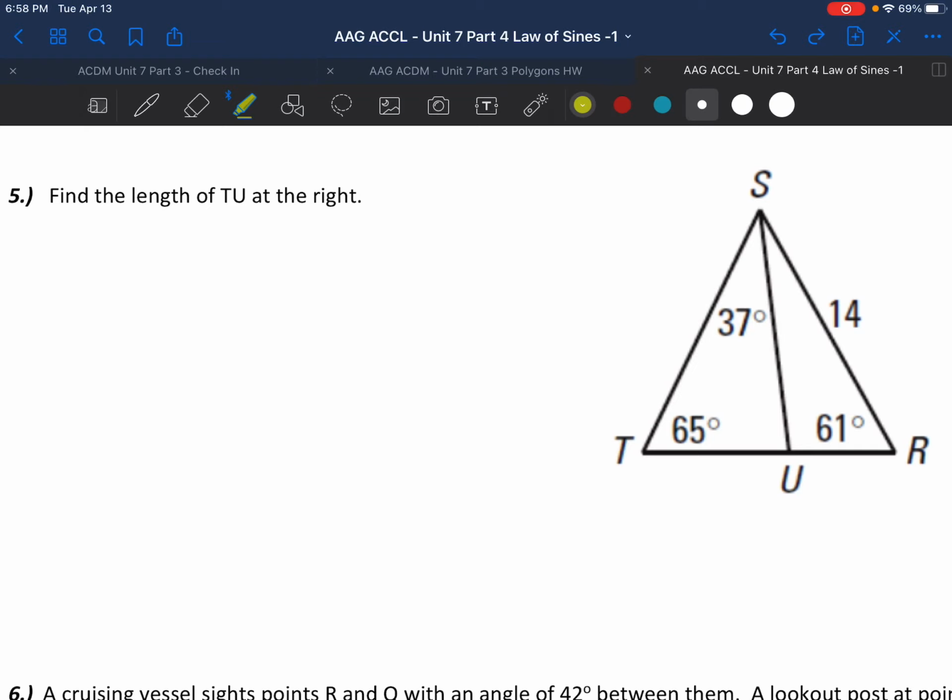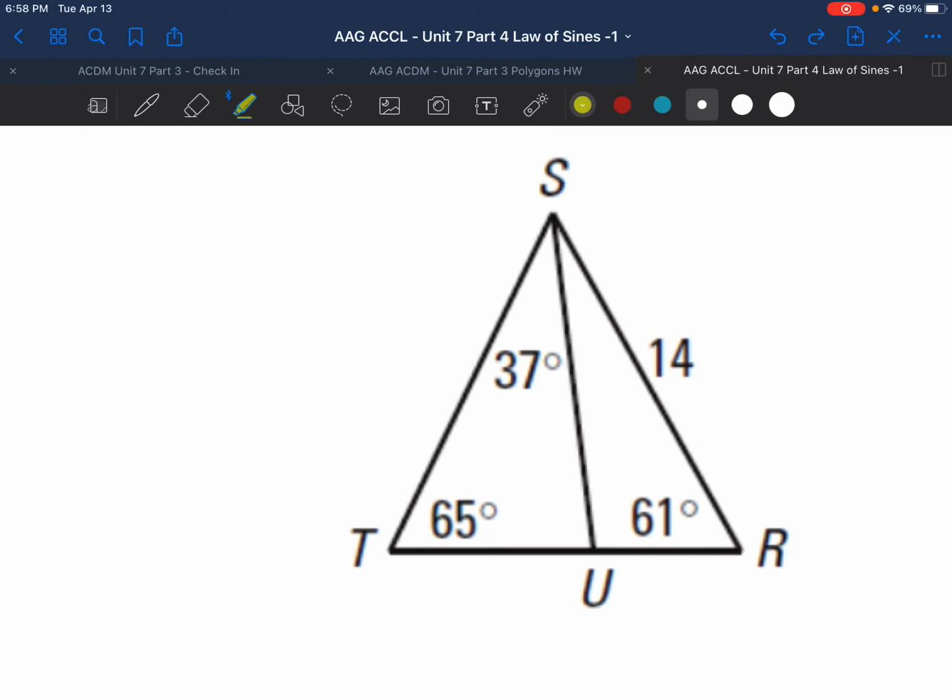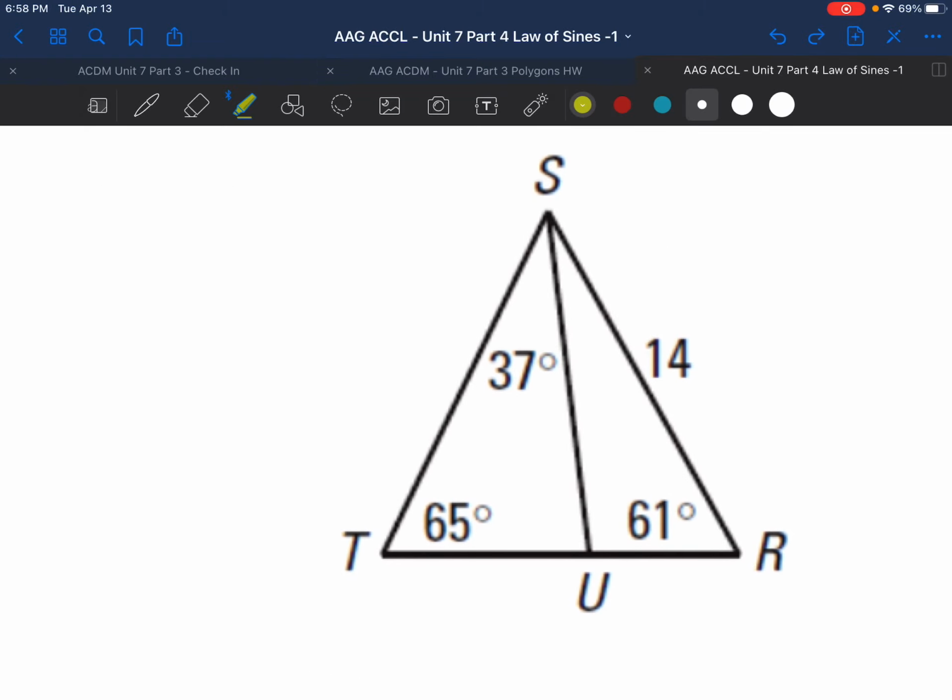Now, how do I know that? Well, after we're done labeling these angle measures in here, we're going to notice that there are no right angles, okay? Typically, if we have right angles or a right triangle, we would use our traditional SOHCAHTOA. But in this case, we do not have right angles. So let's get right into it.